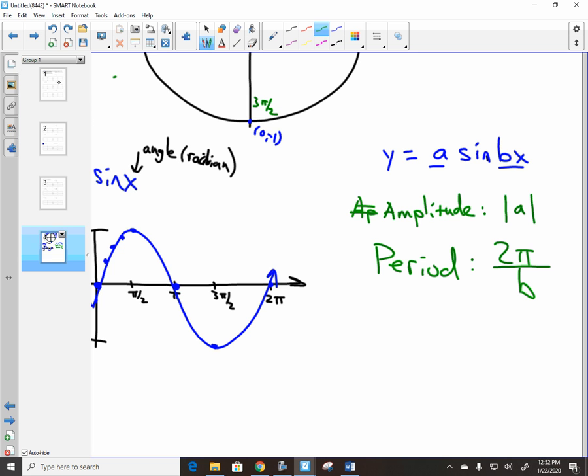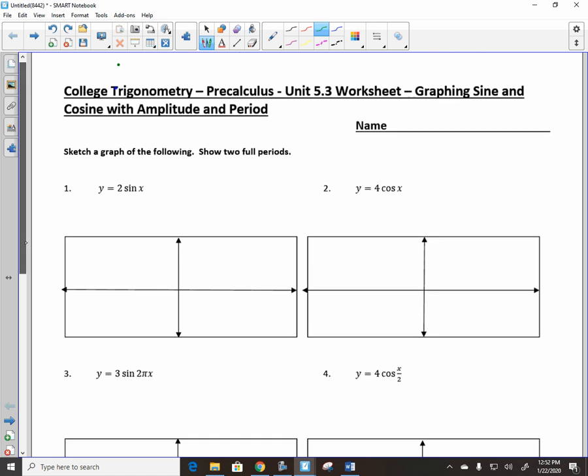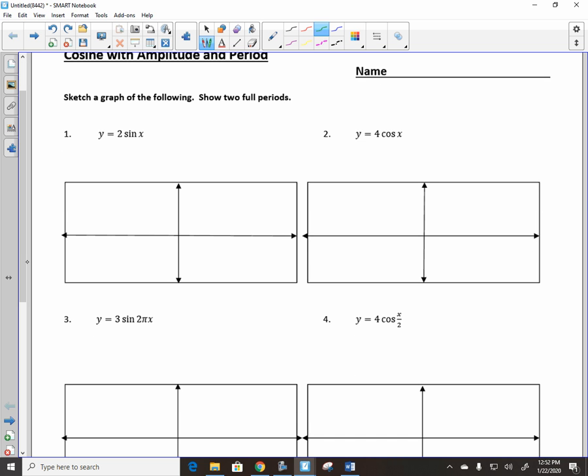Please flip to the very front. We can do a couple problems on your worksheet for you. The graph of y equals 2 sine of x. We have the amplitude. Anybody want to identify the amplitude? It is 2.